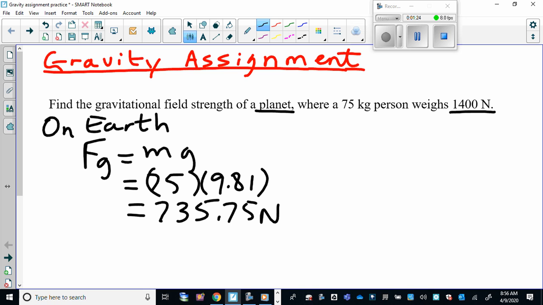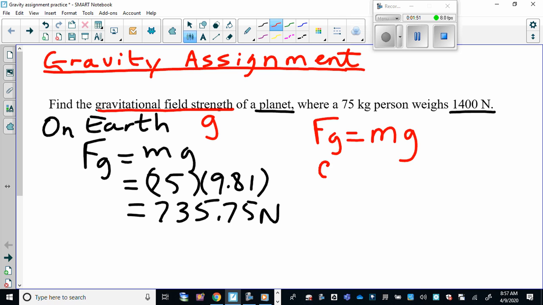So the gravitational field strength on this planet is going to be quite a bit more than Earth. But we're going to do it basically the same way. We're going to start with Fg equals mg. And what are we asking for? Find the gravitational field strength. We are looking for little g. So all we do for this question is solve for g.